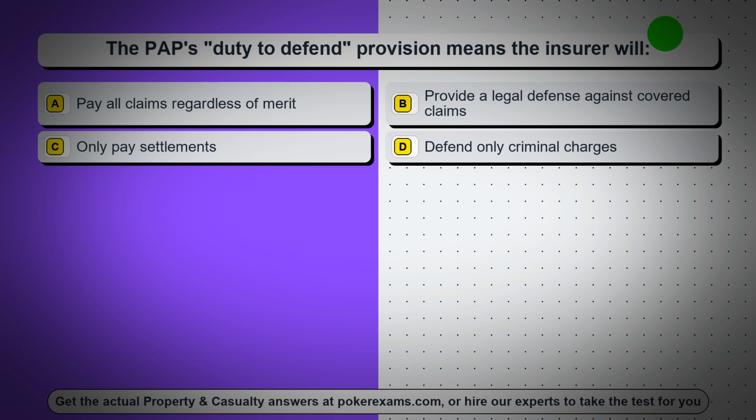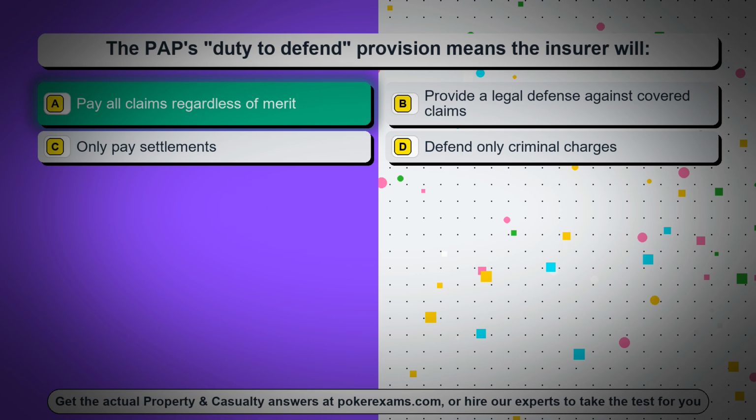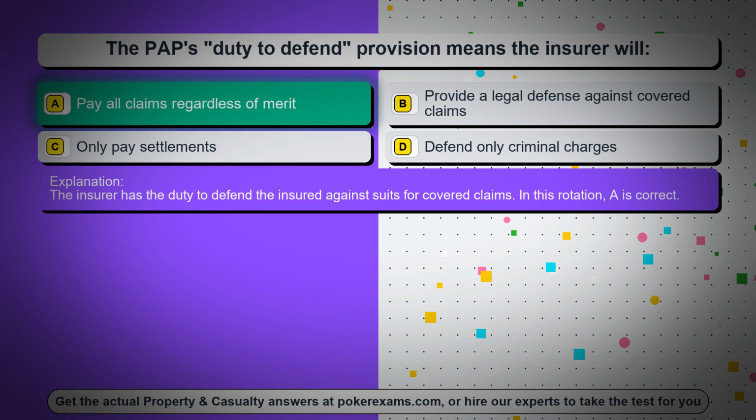Question 49. The PAP's duty to defend provision means the insurer will. Option A, pay all claims regardless of merit. Option B, provide a legal defense against covered claims. Option C, only pay settlements. Option D, defend only criminal charges. The correct answer is option A, pay all claims regardless of merit. The insurer has the duty to defend the insured against suits for covered claims. In this rotation, A is correct.